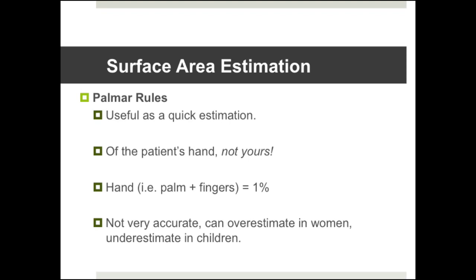So, Palmer rules. It is not the most accurate method of estimation, but it is very useful as a quick estimation where a London-Browder chart is not available, or the burn pattern is not easily estimated using the rule of nines. You have to use the patient's hand, not your own hand, as you can very easily over- or underestimate the burn. When it comes to the hand, you have to include the palm and the fingers. That would equal 1%. As we said before, it's not very accurate. You can overestimate and underestimate depending on the gender and age.